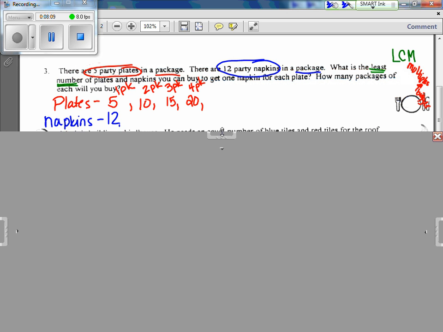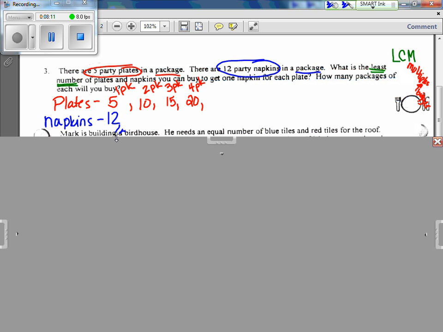Well, if I buy 1 package of napkins, I'll have 12 napkins. That doesn't match my plates, so I have to keep going. If I buy 2 packages of napkins, I'm going to have 24 napkins. That doesn't match, I'm already over my plates. Okay, I'm going to do some more here. If I buy 3 packages, I'll have 36.